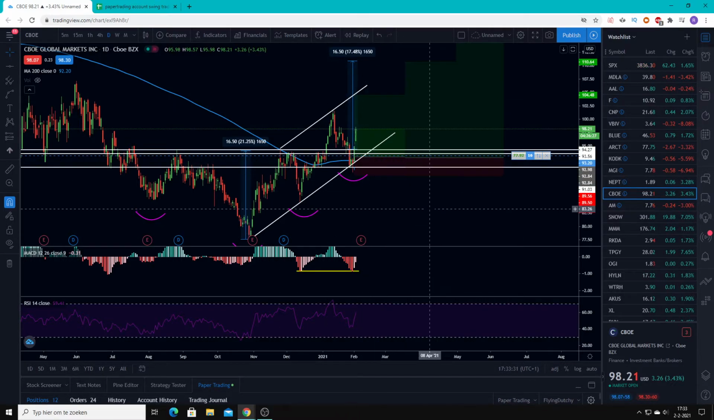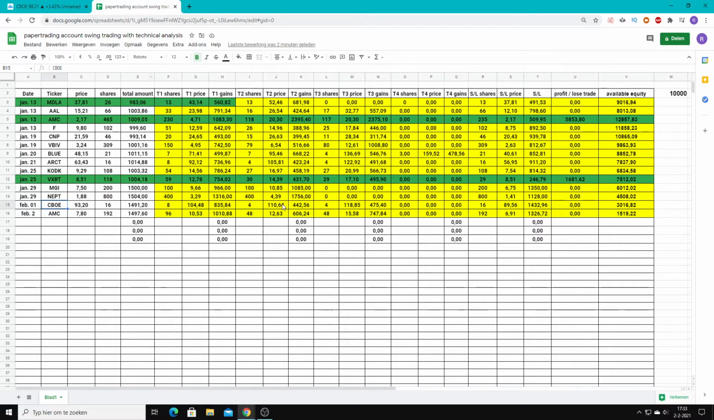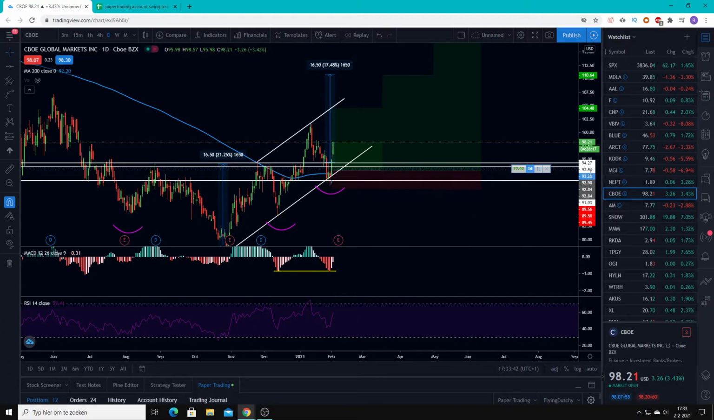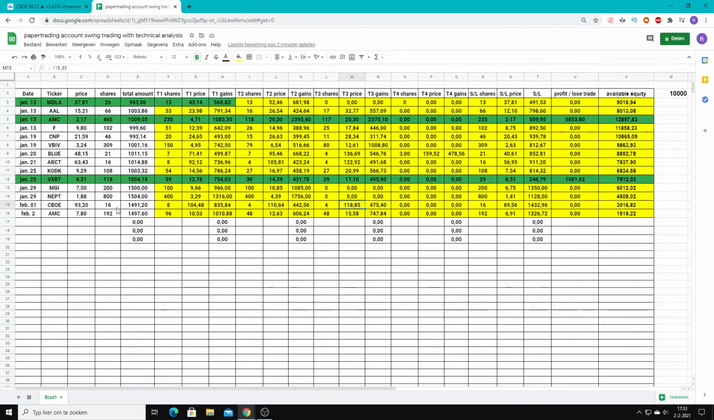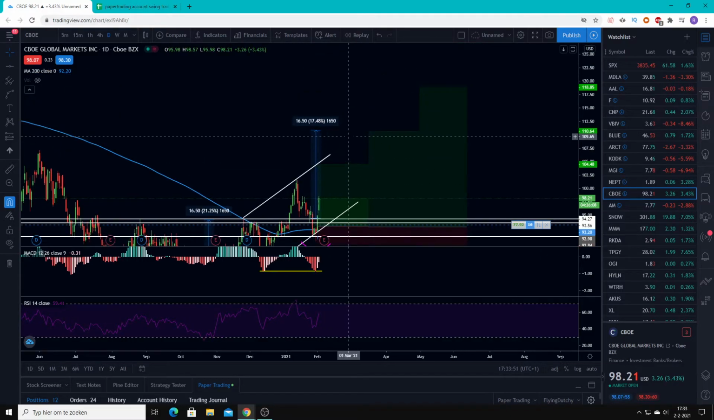We are in this trade. And I put everything in here. Target is 110 and 180. We only have 8 shares because it's very expensive. No, we have 16. We have 16 shares of 93. We sell 8 over here. We sell 4 over here.